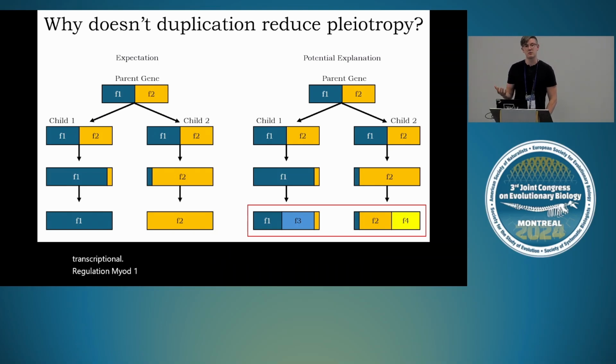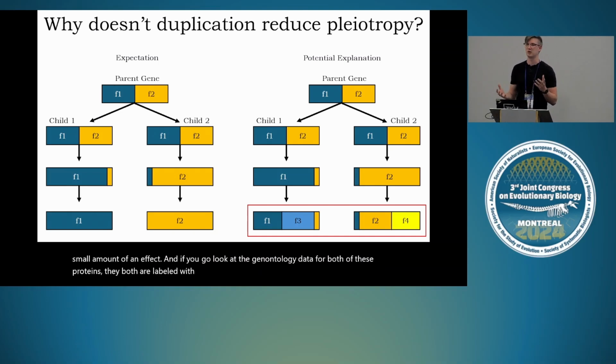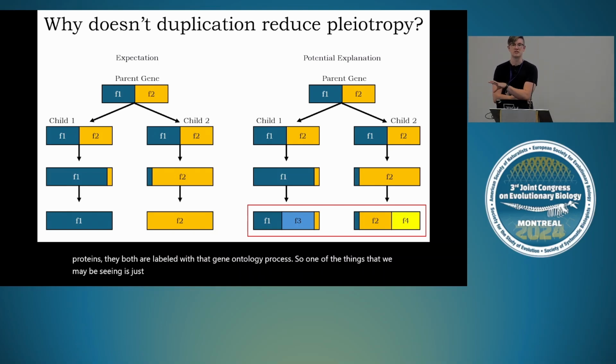MyoD1 is still capable of regulating transcription, DNA templated transcription, and then MYF5 has basically no effect on transcriptional regulation, but still shows some small amount of an effect. And if you go look at the gene ontology data for both of these proteins, they both are labeled with that gene ontology process. So one of the things that we may be seeing is just an artifact of how this data is captured, but it still is suggestive of this not total loss of function, and so incomplete subfunctionalization.